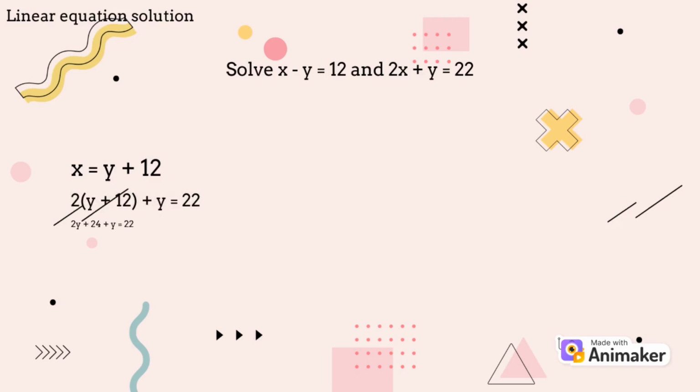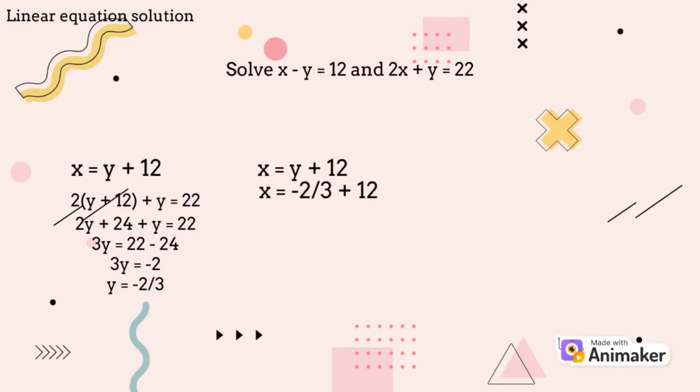Proceed by multiplying 2 with y and 12. Just like before, move the constant to the right-hand side and combine them. And finally separate the constant tied to the y and divide them. Now you have the y value. You must be wondering, then how do we get the x value? After you obtain the y value, now you must substitute the y value into the isolated x equation.